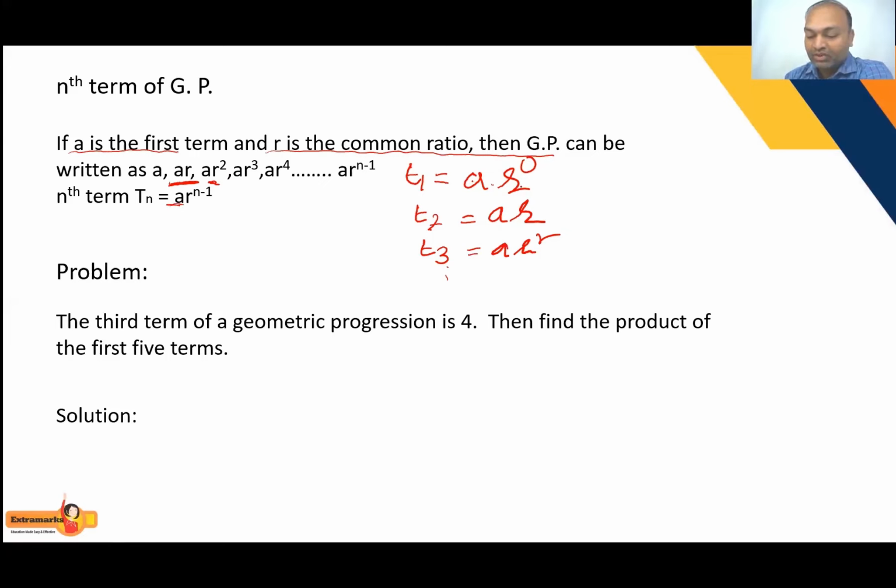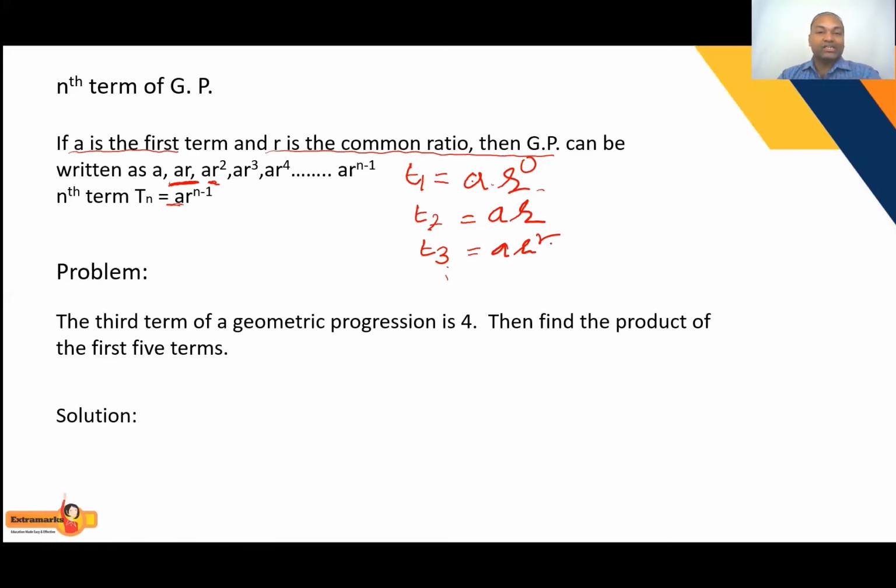Next, the base is what? r. Here also, write the base as r. Then the r power value, you observe this one. First term r power 0, second term r power 1, third term r power 2. It means the r power value is the term number minus 1. So the nth term will be a r power n minus 1.